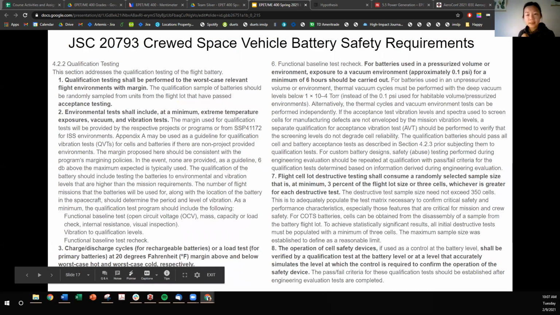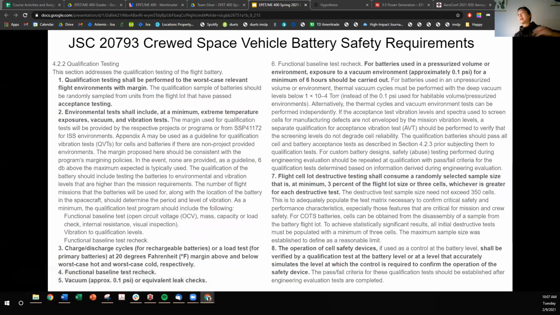And then last 2 slides on requirements. So remember the Johnson Space Center crewed space vehicle battery document. It was referenced in NanoRacks. Let's walk through it. The pertinent parts talk about qualification testing and acceptance testing. So these are the tests you have to do when it comes to batteries.